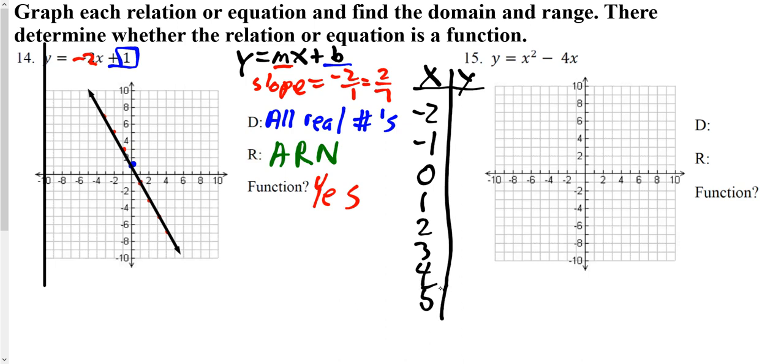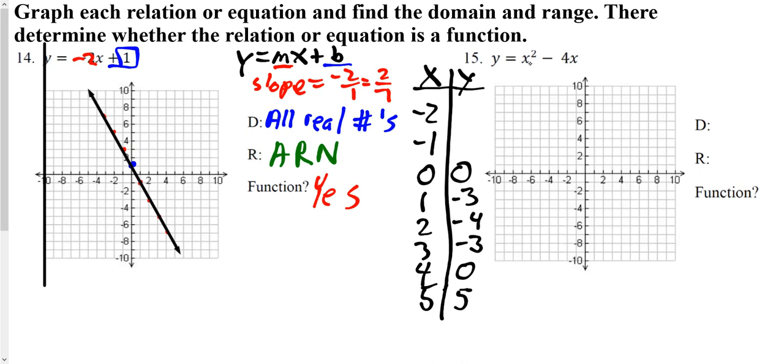And then we just have to go ahead and plug these numbers in for x. In this case, we have x in 2 spots. So take 0, plug it in, we get 0. Take 1, plug it in, I get 1 minus 4, which is -3. Plug in 2, I get 4 minus 8, which is -4. Plug in 3, I get 9 minus 12, which is -3. Plug in 4, I get 16 minus 16, which is 0. Plug in 5, I get 25 minus 20, which is 5.